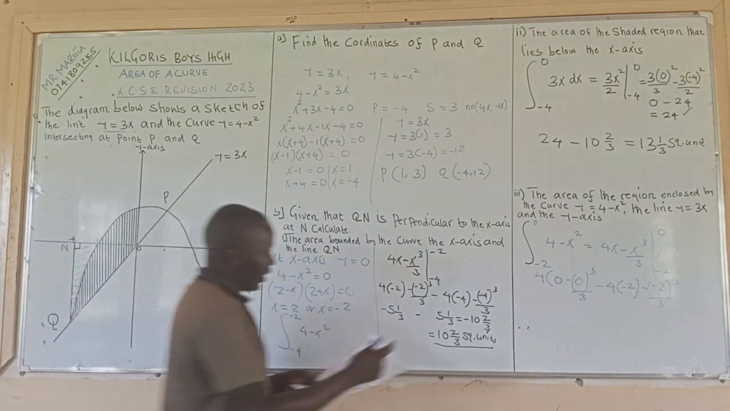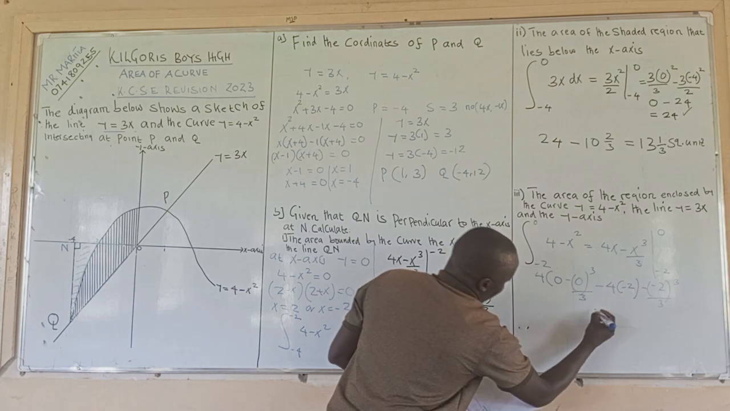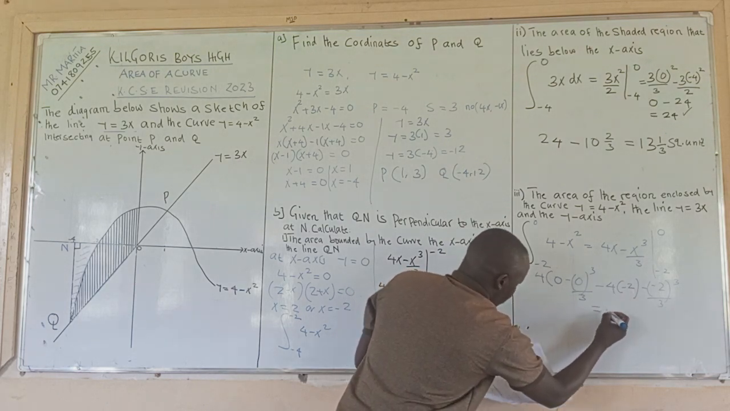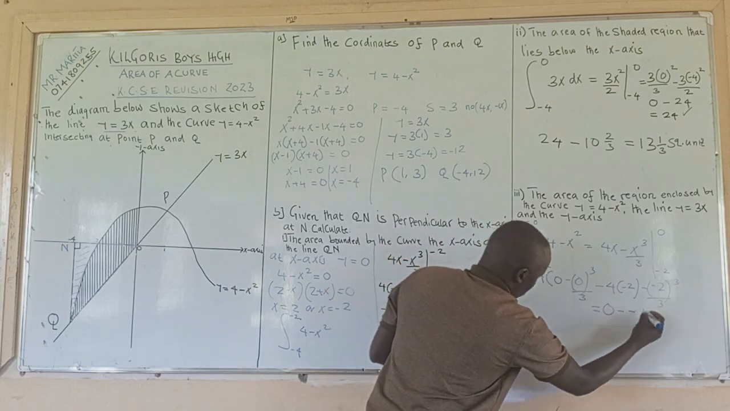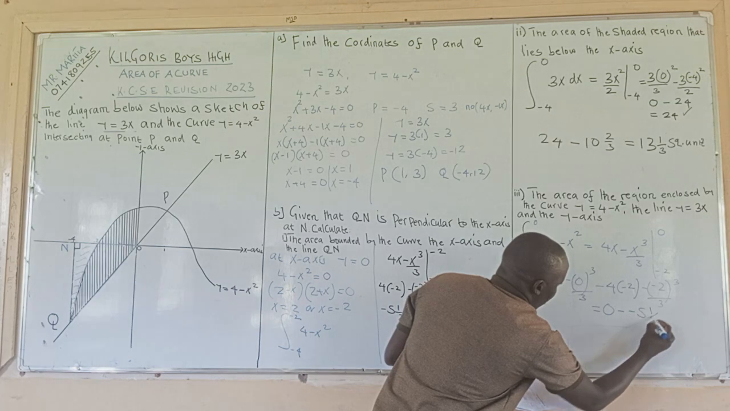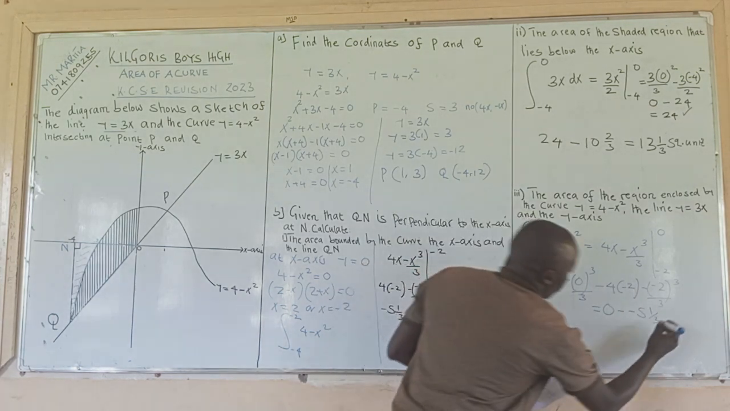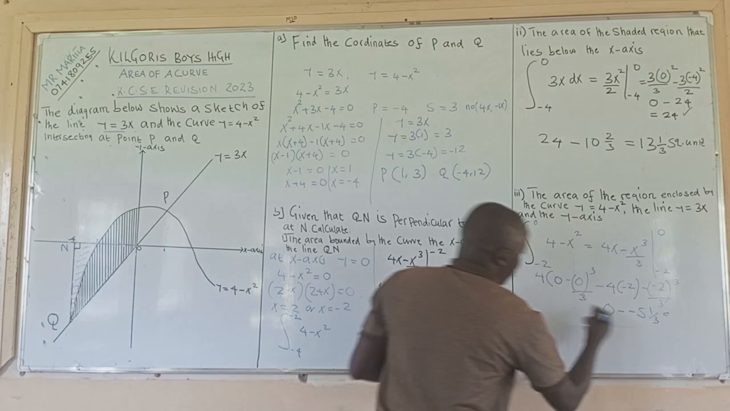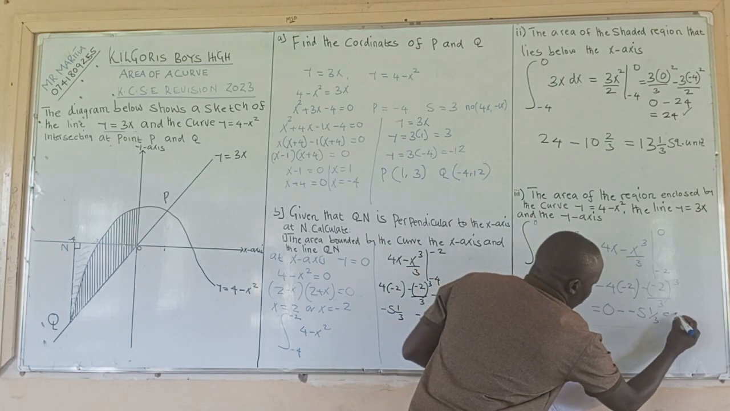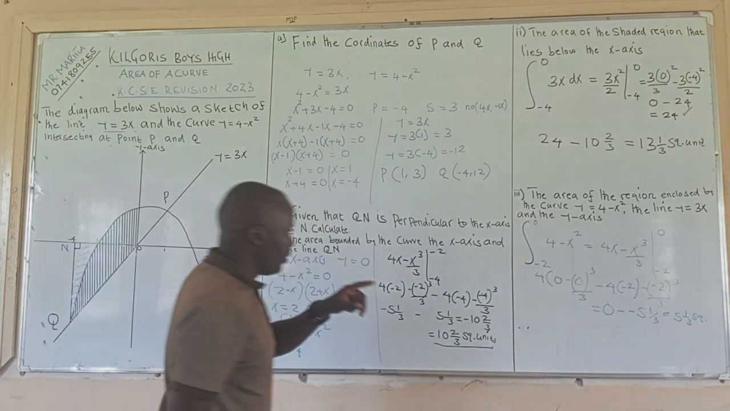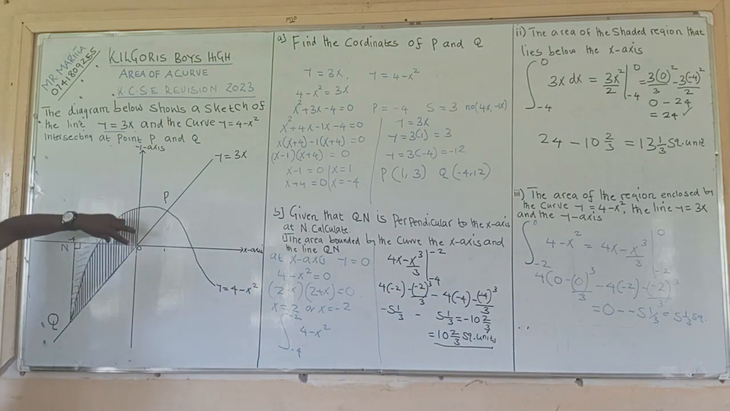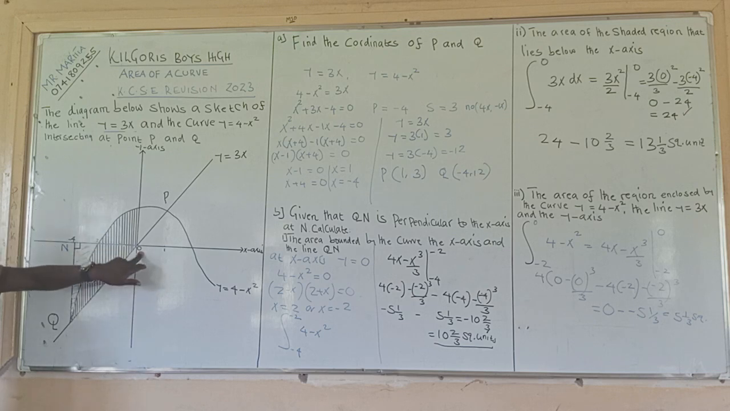If you simplify that and work it out correctly from the calculator, you will get this one as 0. Then minus, we can have a negative there, 5 and 1 over 3. So we assume the negative, and then we have that area as 5 and 1 over 3 square units. Now that 5 and 1 over 3 square units is the area above the x-axis, and the lines x equals negative 2, x equals 0.